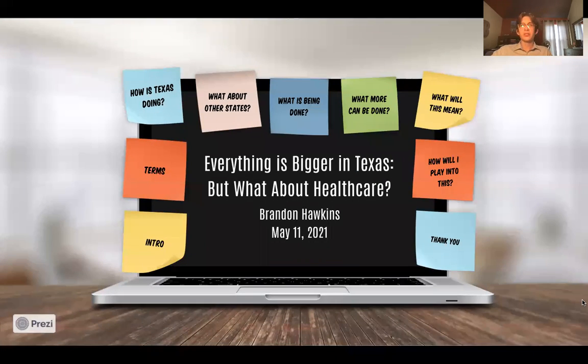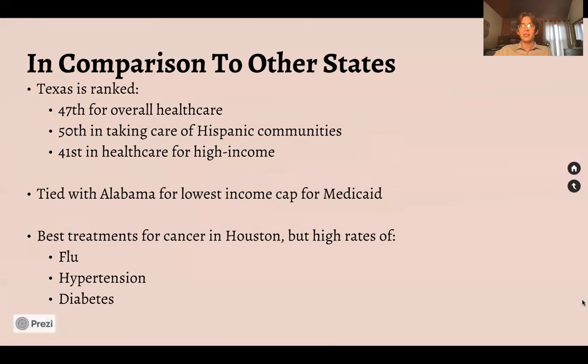So how are we doing in comparison to other states? In terms of rankings, Texas is 47th for overall healthcare. We are last in taking care of Hispanic communities, which is really worrying considering the sizable Hispanic population within our state. And we're also 41st in healthcare for high income people, meaning it's not entirely a matter of wealth or income disparity, but more so a matter of poor policy and poor infrastructure within our state.